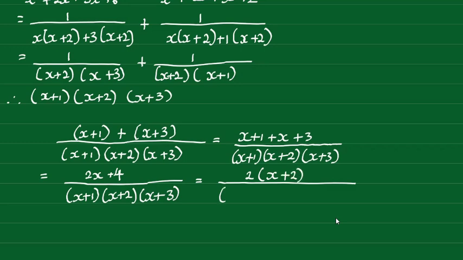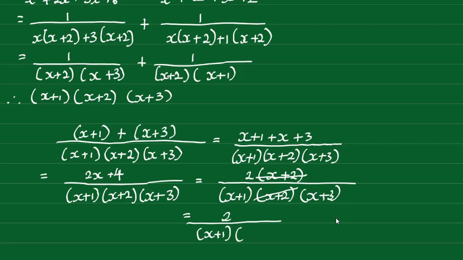We'll copy out our denominator again. We have bracket open x plus 1 bracket close, bracket open x plus 2 bracket close, bracket open x plus 3 bracket close. Now x plus 2, we find it at our numerator and also at our denominator. So we'll go ahead and cancel these out, and we're left with 2 at our numerator divided by bracket open x plus 1 bracket close, bracket open x plus 3 bracket close. This is our final answer.